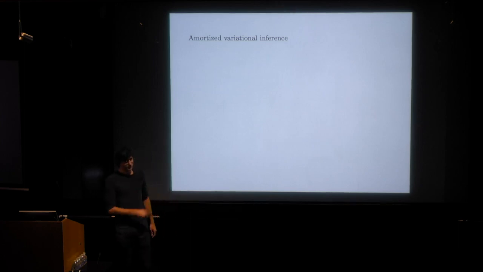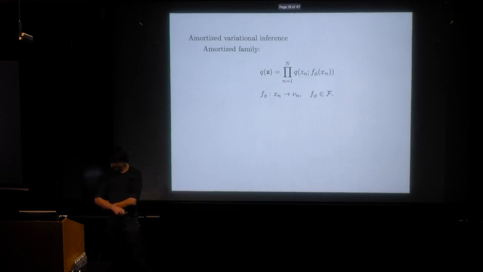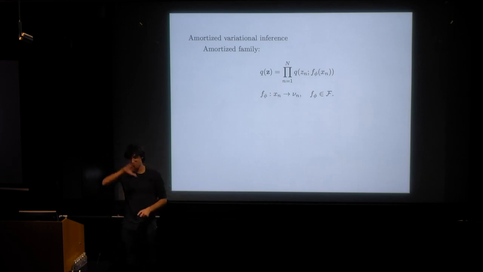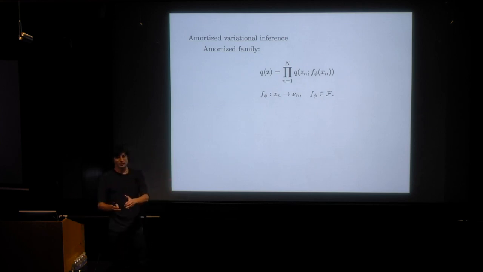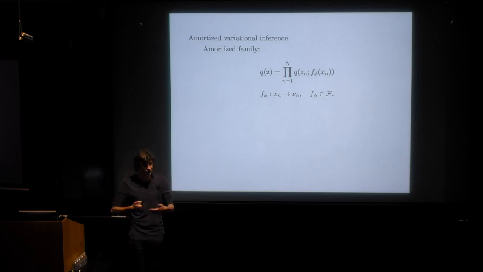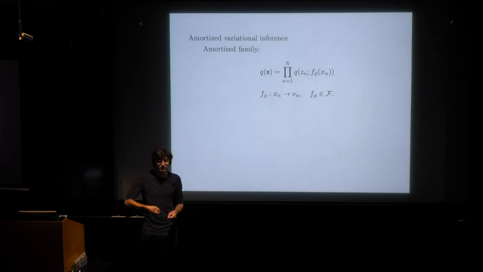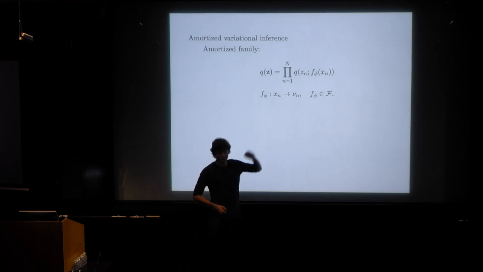And now I'm going to add another ingredient, which is amortization. Amortization really says, I'm going to change again the family of approximation that I use. The motivation is, right now, for each of my factors, I am learning a different parameter, but maybe those parameters have some things in common, and I don't need to learn all those parameters separately. The intuition is that what distinguishes the different factors is the observation that they correspond to. So maybe I can learn a map from my observation to my variational parameter.